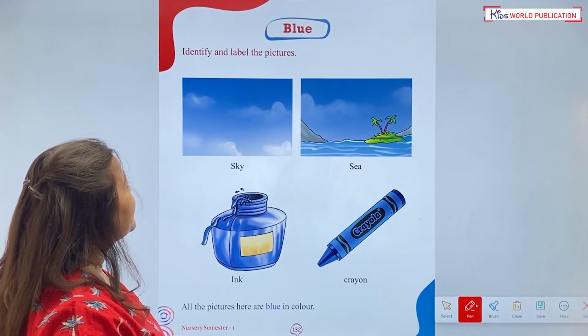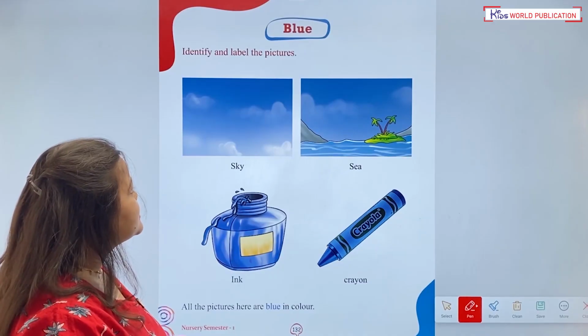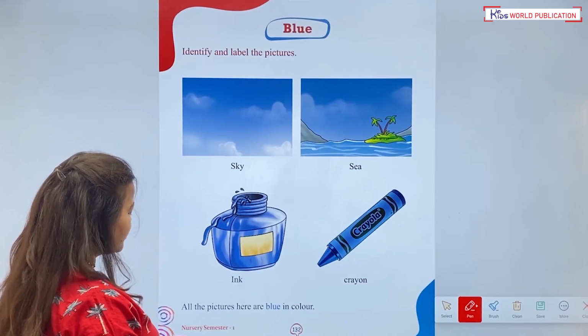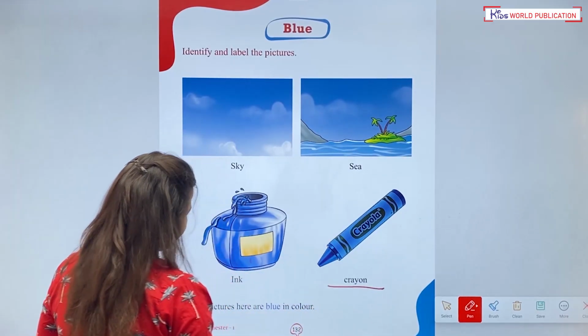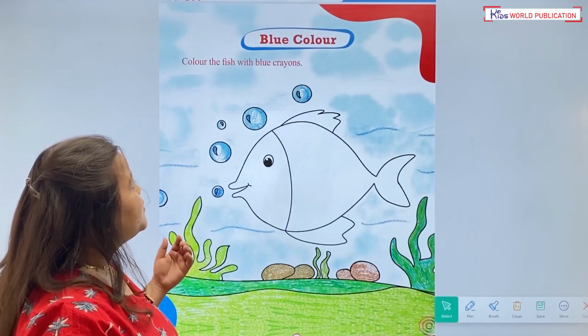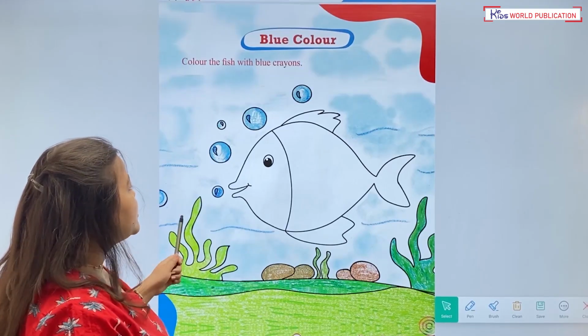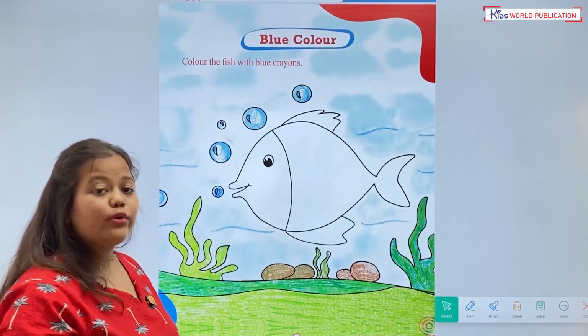Blue. Identify and label the pictures. Sky, sea, ink, crayon. All the pictures here are blue in color. Blue color. Color the fish with blue crayon. So kids, you will color this given fish with blue crayon.